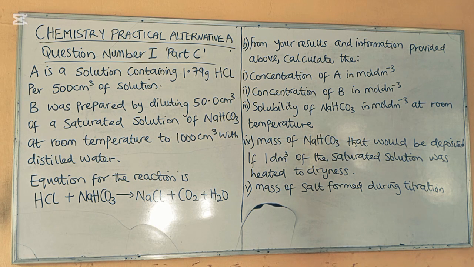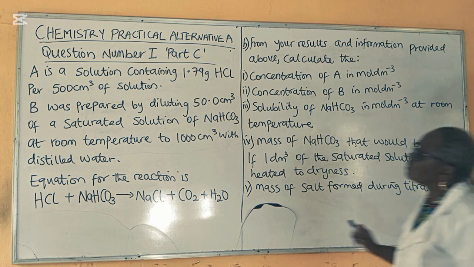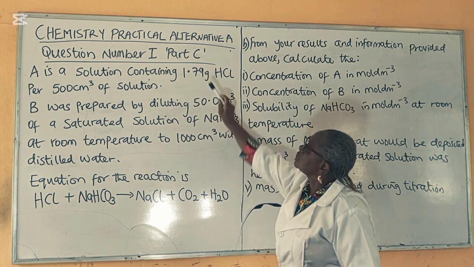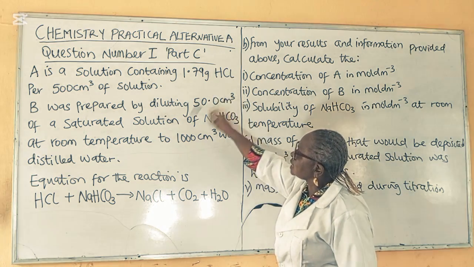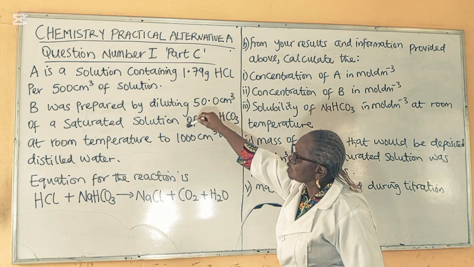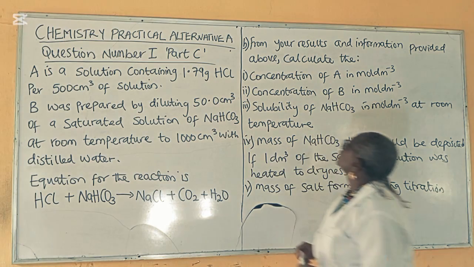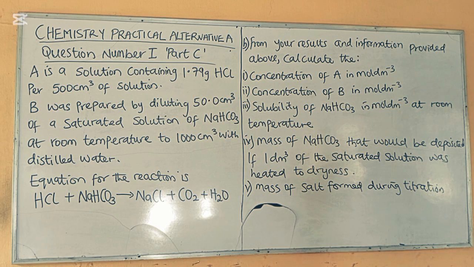Then part B of it says, from your results and information provided above. What is your result? Your titer value. Information provided above. This time is another information. This is what they say about your acid, and this is what they have told you how the base was prepared. That's your information, which is very important. Then, remember figure 1. Calculate the concentration of A in moles per dm³. Remember figure 2, concentration of B in moles per dm³.